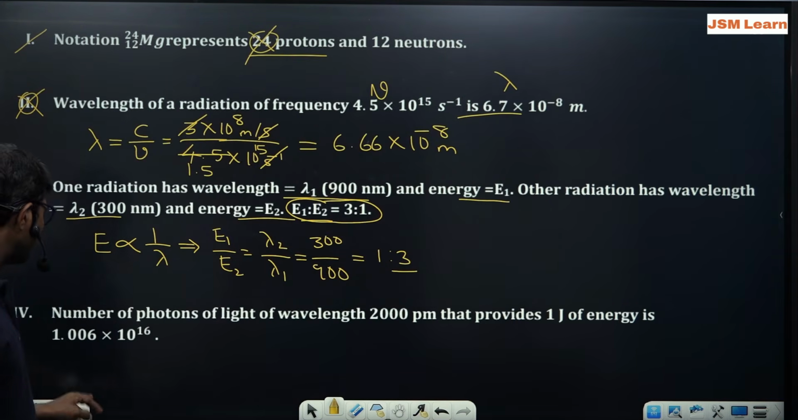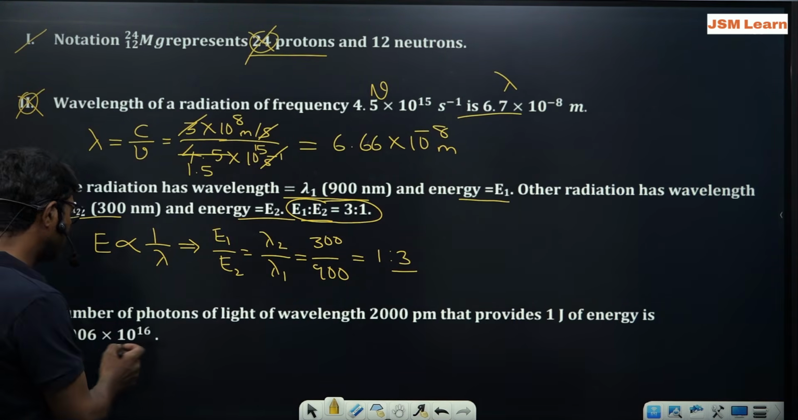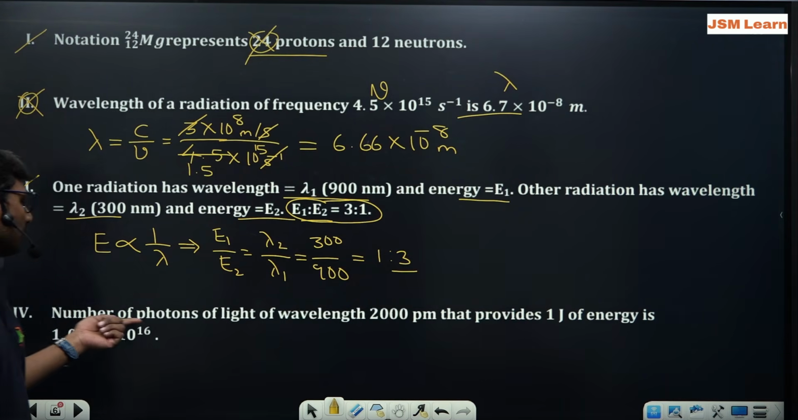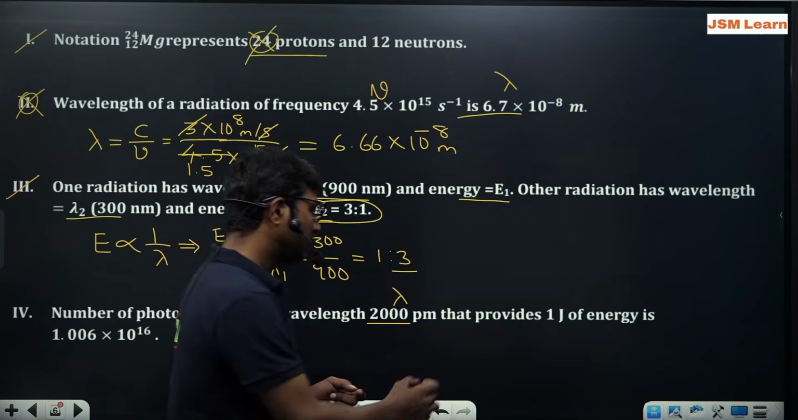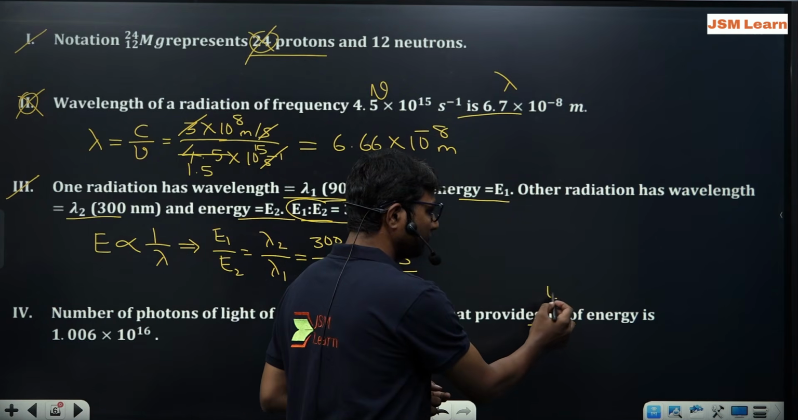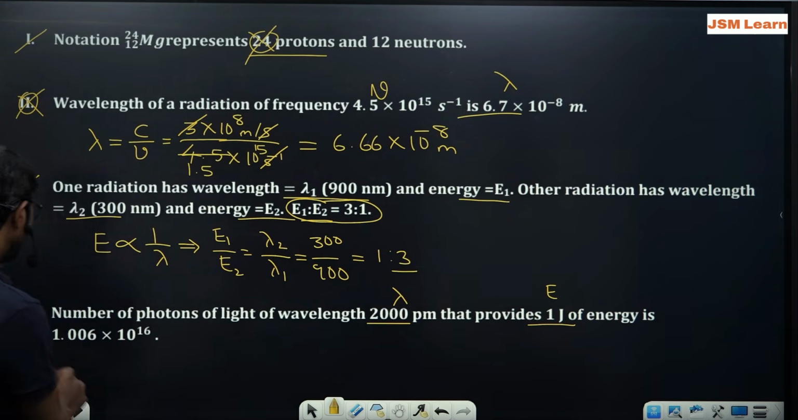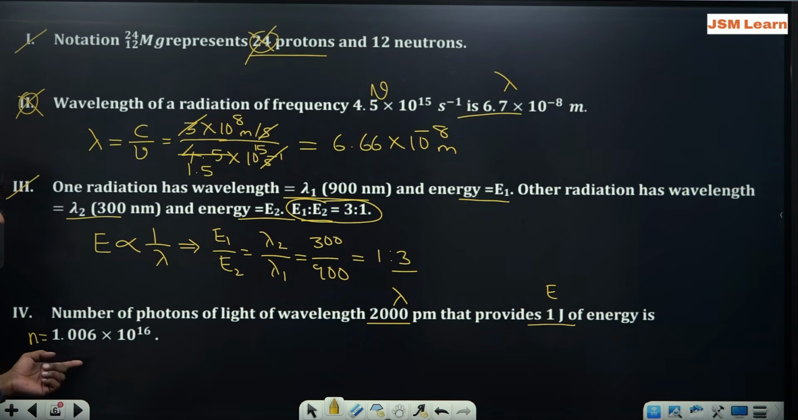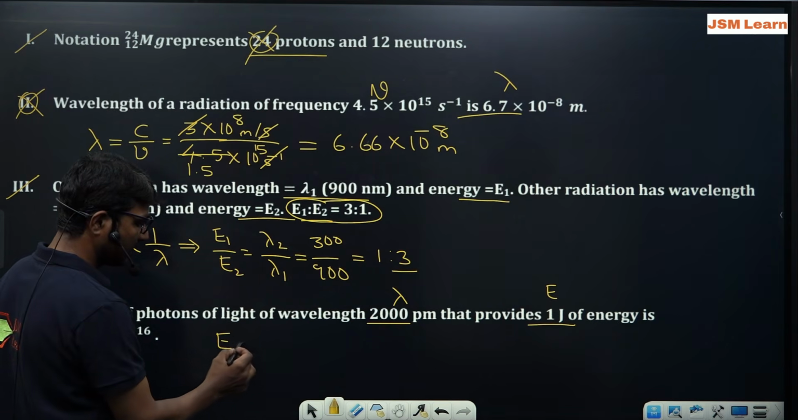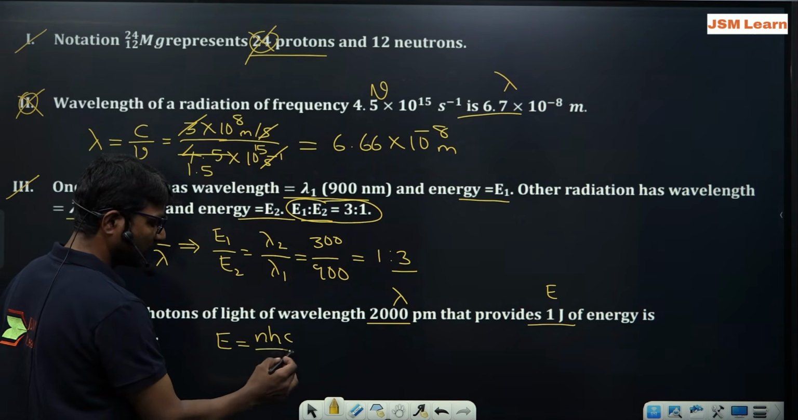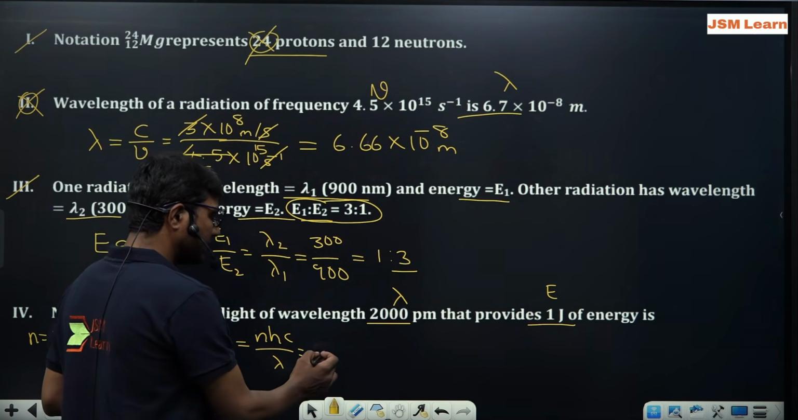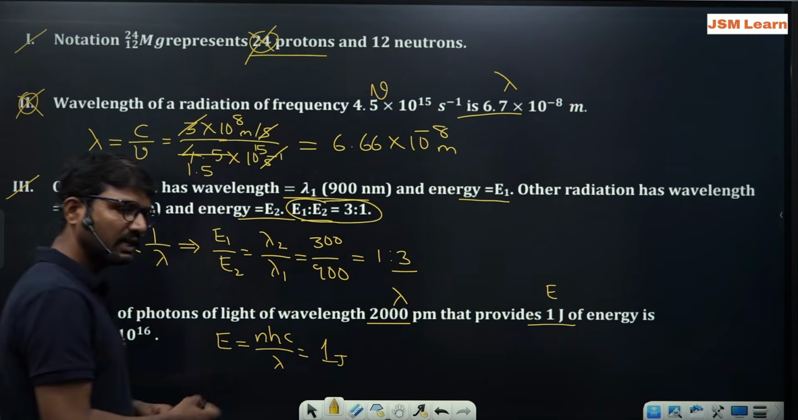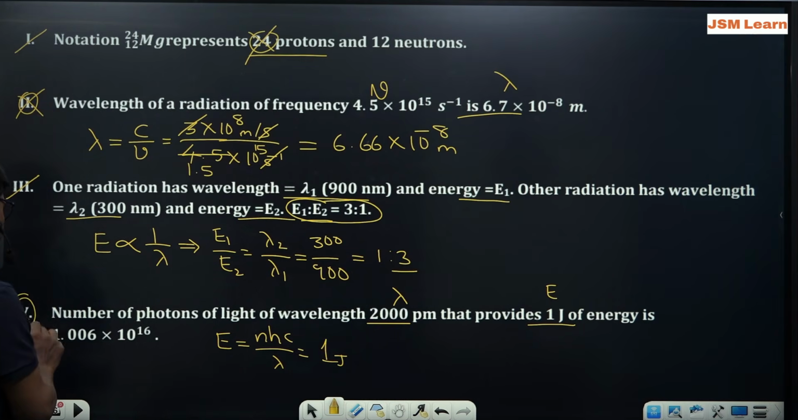In case you want me to explain this, let us see how we are going to solve the fourth one. For the number of photons of light, the wavelength lambda value they have provided, and its energy E they are saying 1 joule, will have number of photons, this one. As we know the formula, energy is equal to nhc upon lambda. On substituting all these values, we will surely get 1 joule. Which one is the correct statement? So we have no need to solve for this one.